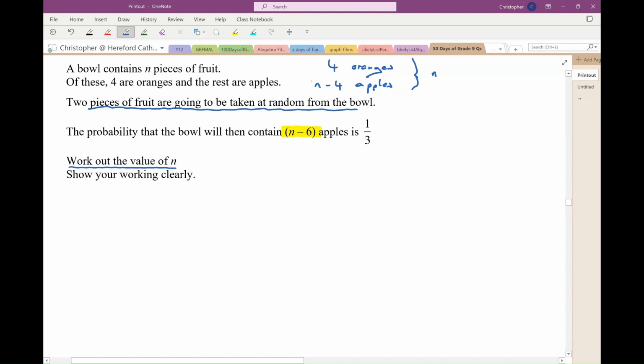at the moment, there are n minus 4 apples, and we're going to take 2 pieces of fruit out, and then the probability that there are n minus 6 apples is a third. So that must mean that we've taken out 2 apples, because there are n minus 4, so the 2 pieces of fruit must be apples, because now there are n minus 6 apples, 2 fewer apples. So what we're actually being told here is the probability of choosing an apple and then an apple is a third. So I'm wondering if we can use that to set up an equation.